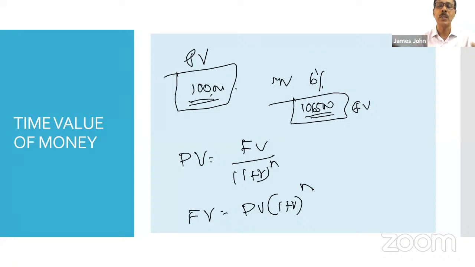So present value means, you are getting 1,06,500 after 1 year. What is its present value? If the interest rate is 6%, then you can calculate using the formula, put r equal to 6% and n equal to 1. You can get the present value of the amount which you are getting after 1 year. Suppose you are getting it after 2 years, how to calculate its present value? Put n as 2 and the rate of interest as 10, r as 10%, like that, isn't it?